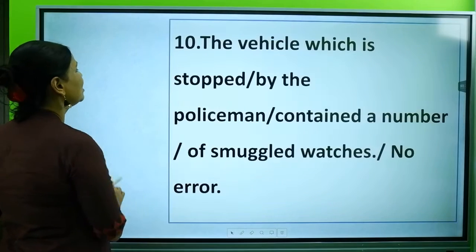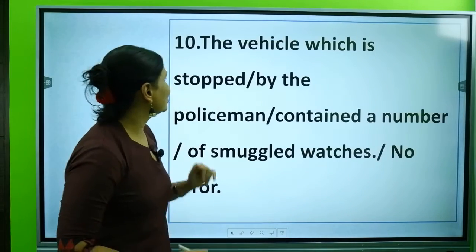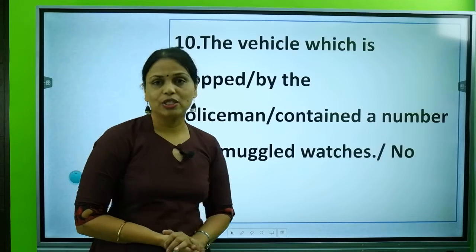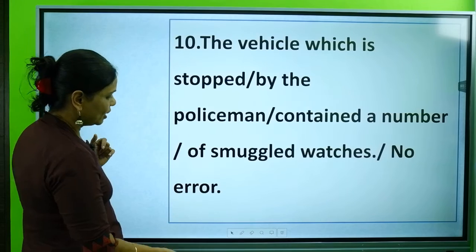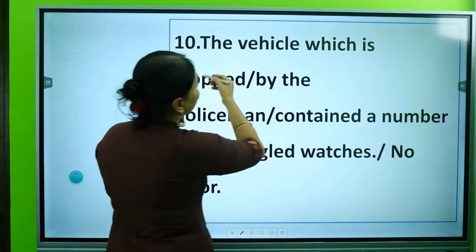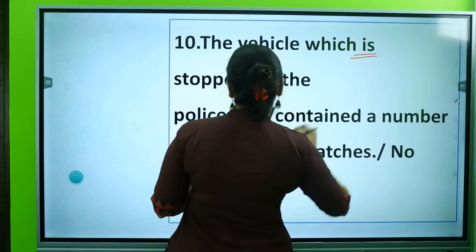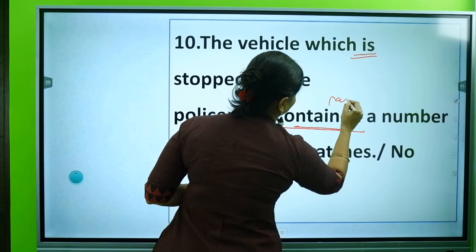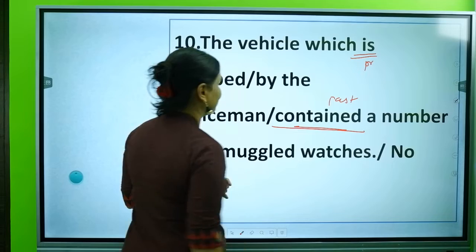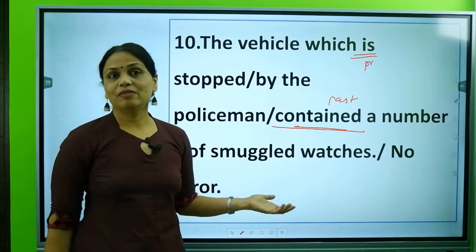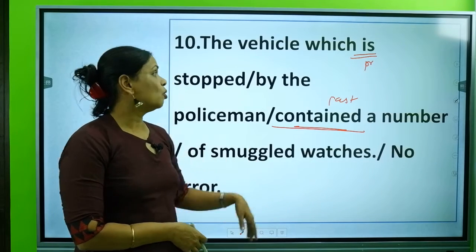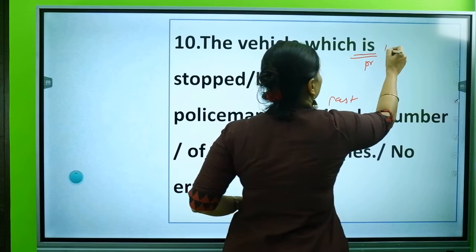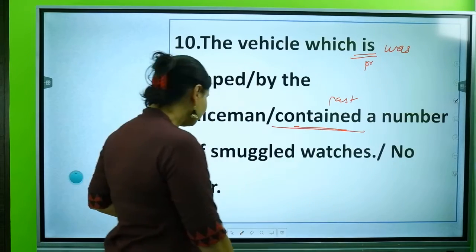Next, number 10. The vehicle which is stopped by the policeman contained the number of smuggled watches, no error. Now in this sentence, the tense in stopped by the policeman contained is past. And here it is present. Remember, it is a narration which happened in the past. So obviously a past tense should be used here, which was is the correction here.